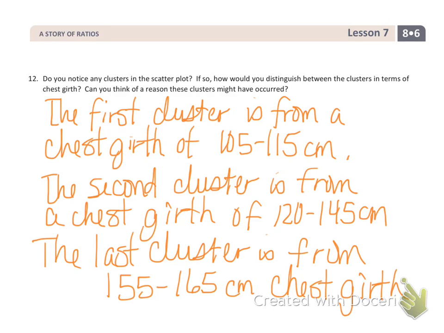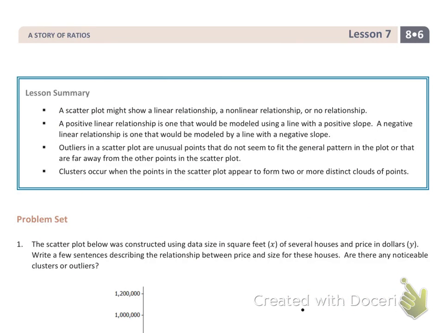Okay, so let's just sum up this lesson here. Let's look over the lesson summary to do that. A scatter plot can show a linear relationship, a nonlinear relationship, or no relationship. And like we said, these relationships can be weak or strong. If it's linear, it could be a weak linear relationship, or even a weak nonlinear relationship, or a very strong one, where it looks almost like the points are right in a line. A positive linear relationship would be modeled by using a line with a positive slope, and the negative would be with a negative slope.